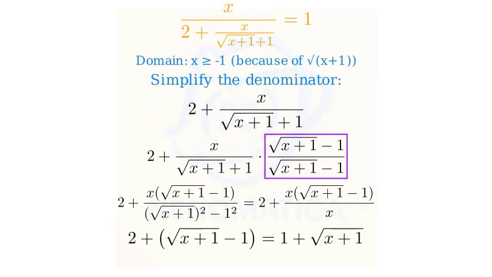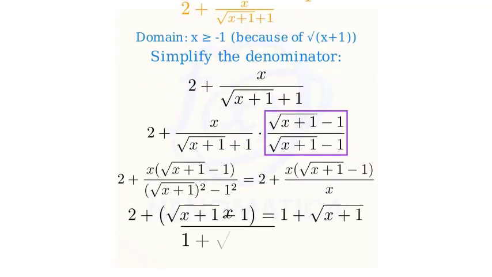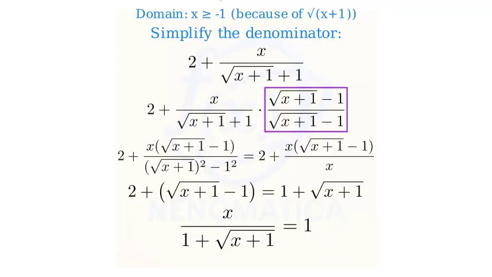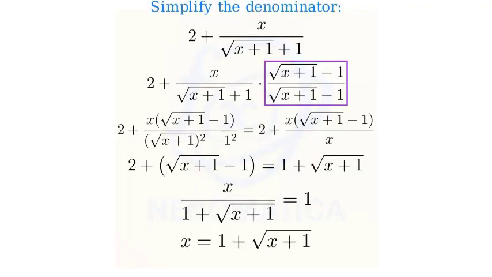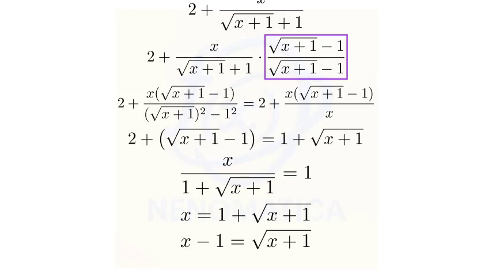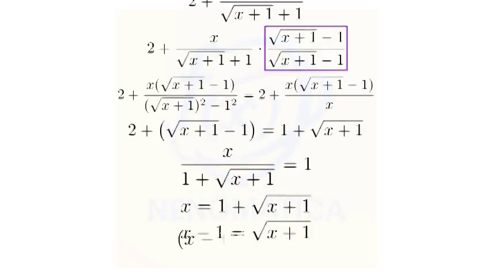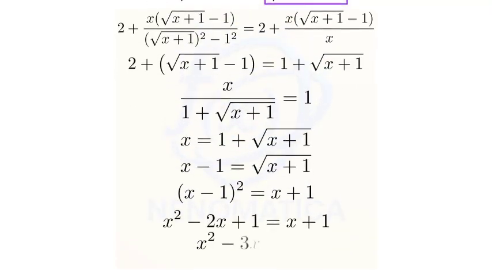Step 2. Substitute the simplified denominator back into the original equation. The equation becomes x divided by 1 plus square root of x plus 1 equals 1. Step 3. Cross-multiply to isolate the radical term. We get x equals 1 plus square root of x plus 1. Move 1 to the left, x minus 1 equals square root of x plus 1. Step 4. Square both sides to remove the square root. Then expand and simplify.